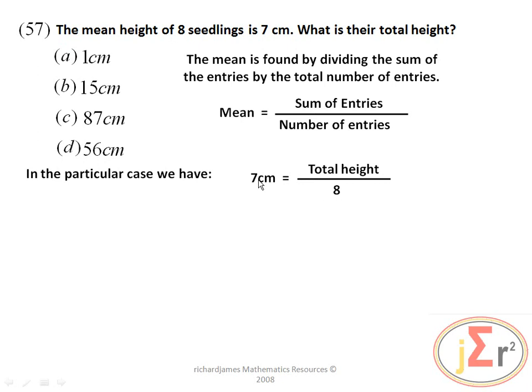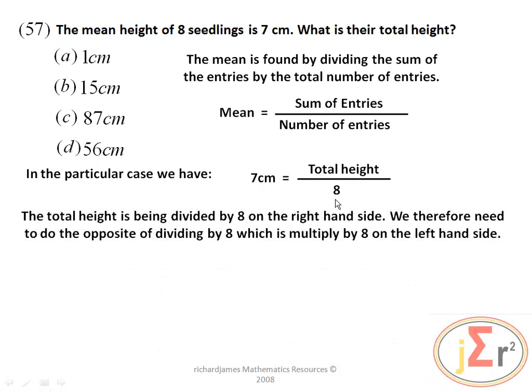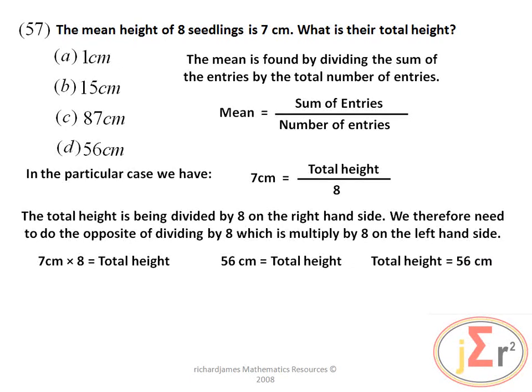So the mean is equal to the total height over the number of them. The total height is being divided by 8 on the right hand side. We therefore need to do the opposite of dividing by 8, which is multiplying by 8 on the left hand side. So 7 centimeters multiplied by 8 is equal to the total height. So 56 centimeters is equal to the total height. So the correct answer is option D.